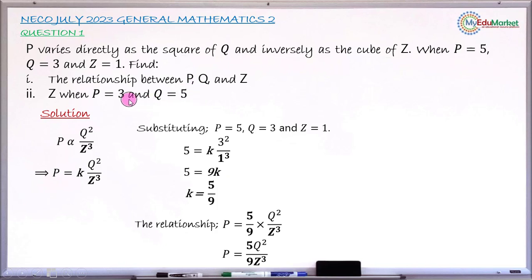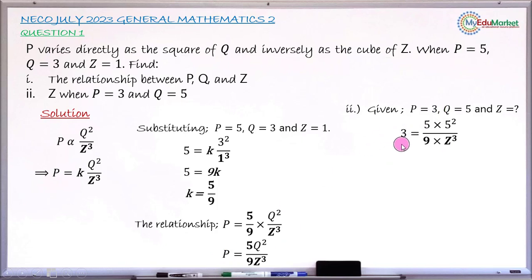So now move ahead and answer Roman 2. To answer Roman 2, we make use of the relationship because we are asked to find the Z when P is 3, Q is 5. So what we do, you substitute P and Q by the values given in order to find the Z in this formula. So substituting P by 3, Q by 5, and Z is what we are interested in finding. That gives you 3 equals 5 times 5 squared. This 5 with the power 2 is the replacement of Q, and it is Z that we want to find, and I have replaced P by the number 3 here.